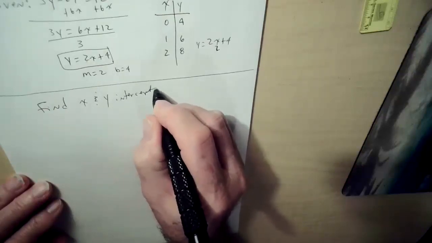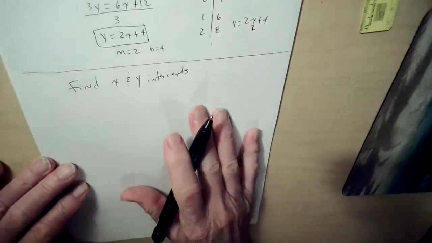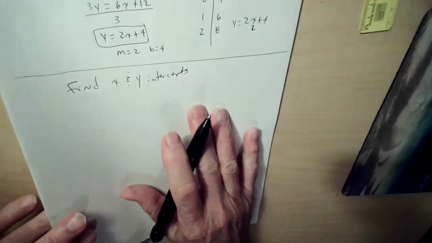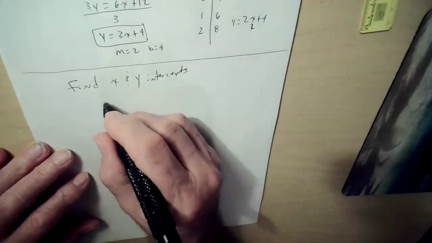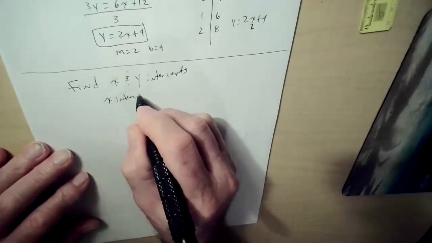Find the x and y intercepts. X and Y intercept is very, very simple. It gives people trouble for some reason. I never have figured out why. Find the x intercept.